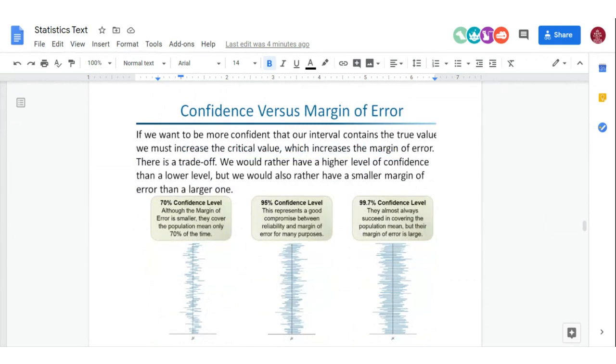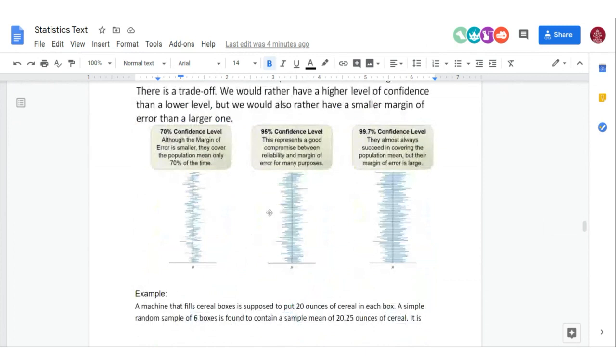When you've got a real low confidence level, and they use 70% here, the margin of error is fairly narrow all the way on the left. And all the way on the right, if you've got a real high confidence level, and that one is the 99.7, that's almost all. Notice that the margin of error is wider.